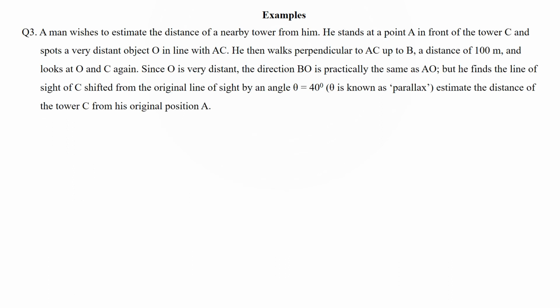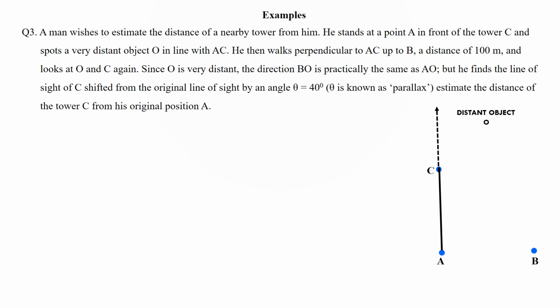A man wishes to estimate the distance of a nearby tower from him. He stands at a point A in front of the tower C and spots a very distant object O in the line with AC. Then he walks. Okay, so AC, clear. He sees a distant object.